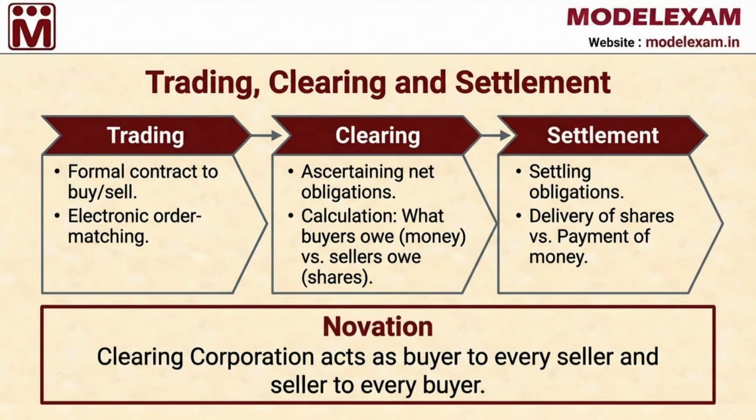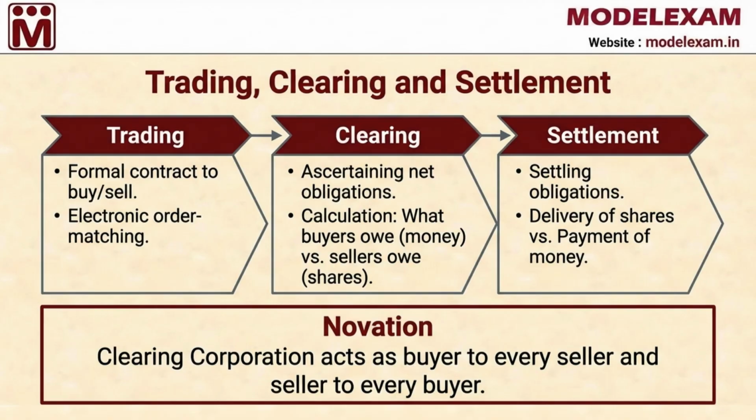trading, clearing, and settlement. It starts with trading, which is the formal contract to buy or sell using an electronic order matching system. Next comes clearing, which is the calculation phase, where the system ascertains exactly what buyers owe in money and what sellers owe in shares. Finally, we have settlement, where the obligations are settled by delivering shares and paying money.